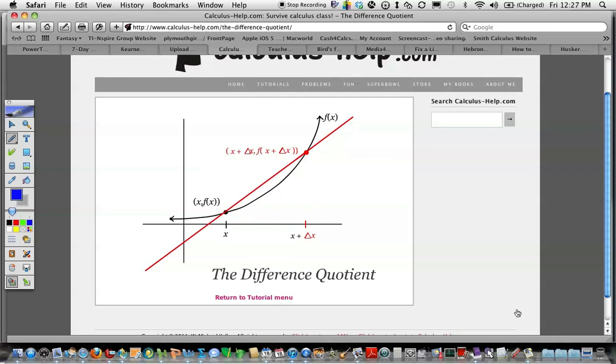Now, if I draw the line that connects these 2 points in red, it's called a secant line. It's not exactly like the tangent line we're looking for that I'm showing in blue, but at least it's a start. I'm going to go ahead and try to find the slope of this secant line.